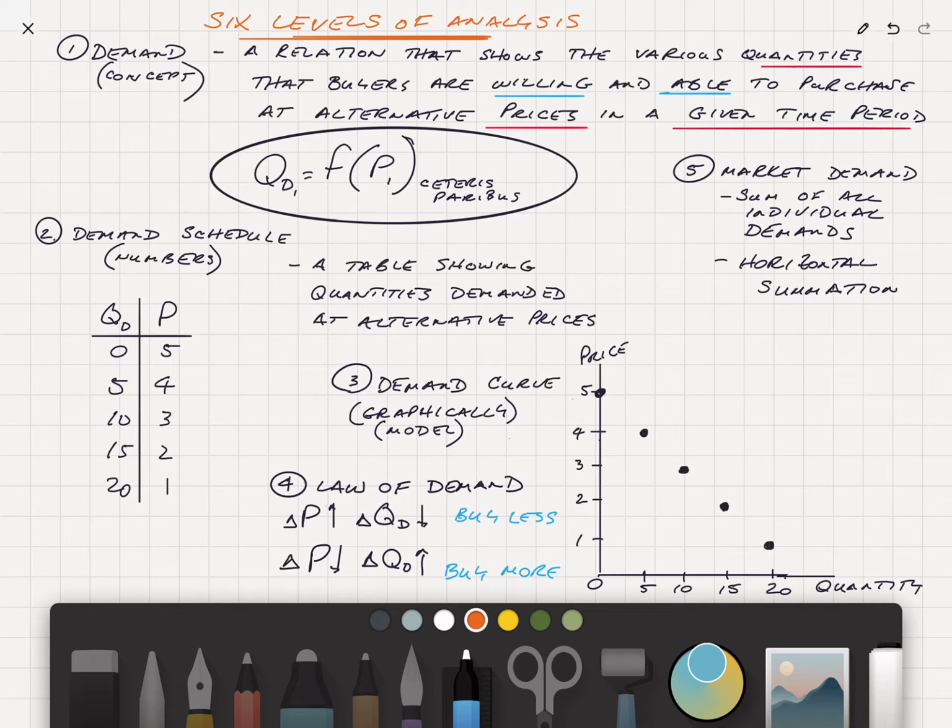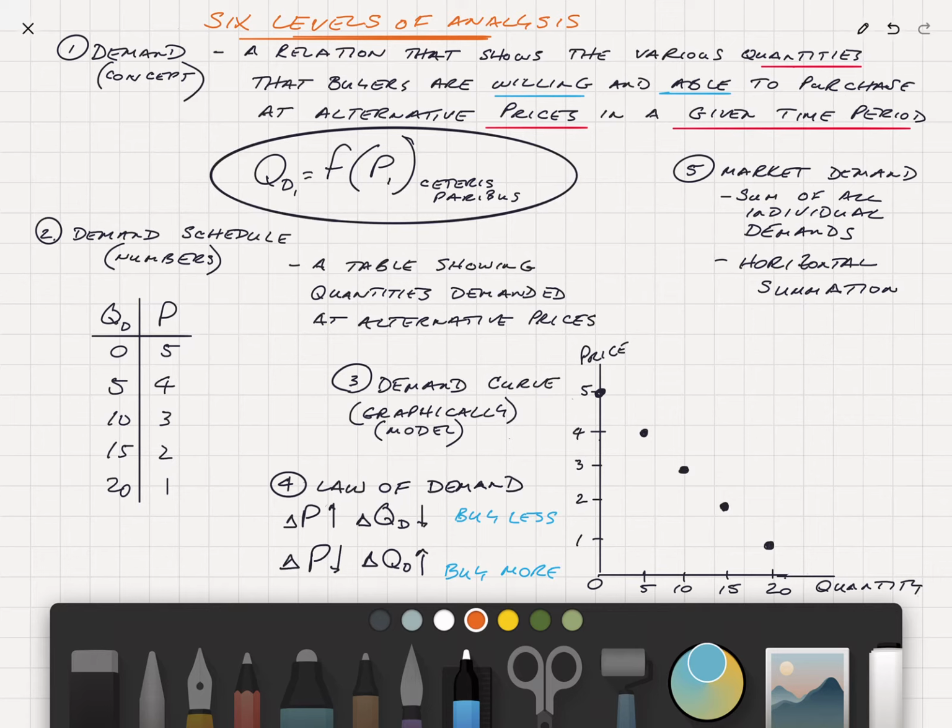So let's look at what I call 6 levels of analysis. This comes from political science. It simply means that we're going to slice and dice demand and then supply in 6 different ways so we can better understand the concepts.